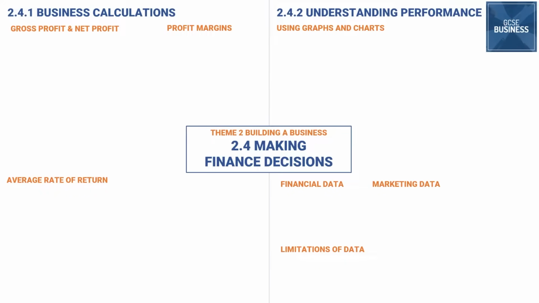This is the finance one. I would imagine for some students this is the one they're least looking forward to, and for some other students it might be the one that they think might be the most easy. This is about making financial decisions, so this is about the finance department. There are only two topics: business calculations and understanding performance.